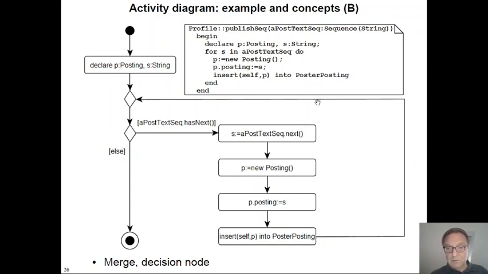Then we have a jump back to this merge node where flow of control is merged. That's why it is called a merge node. And if there are more elements in the sequence, then the process repeats. Otherwise, we reach here the final node through the else.